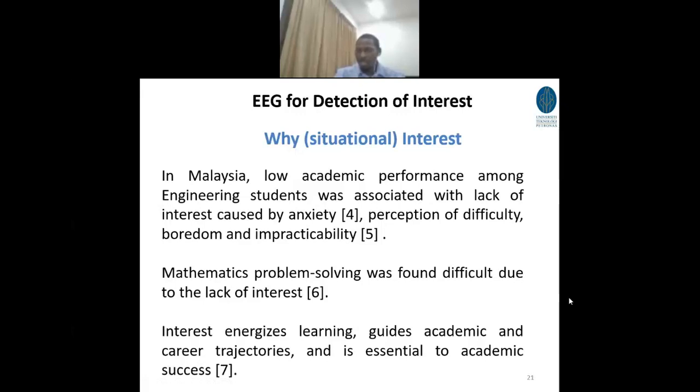And this is just another motivation. Interest energized learning, guides academic and career trajectories, and is essential to academic success. So this is a big claim because it's the whole process. When the interest is there, you are able to learn, and then you can continue with that even for the life after your studies. But this is exactly what you are looking into, and why it gives us motivation to work on this area.